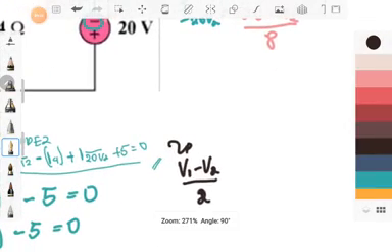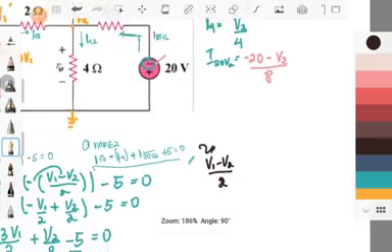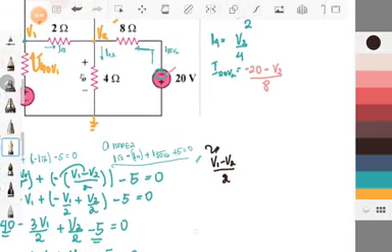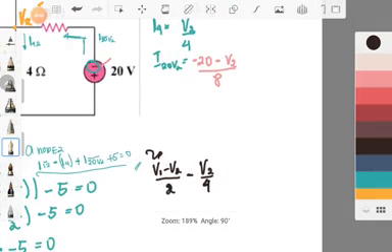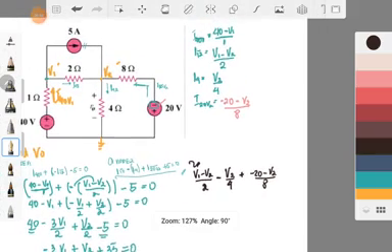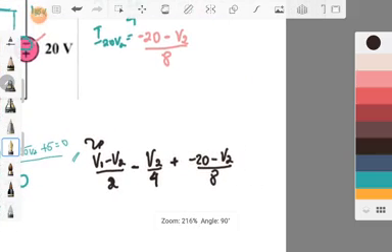Plus our I4, minus V2 all over 4 ohms. And then, syempre plus, kasi going into the node dyan, plus our (negative 20 minus V2) all over 8, plus our 5 ampere equals 0 because of the conservation of our charges.